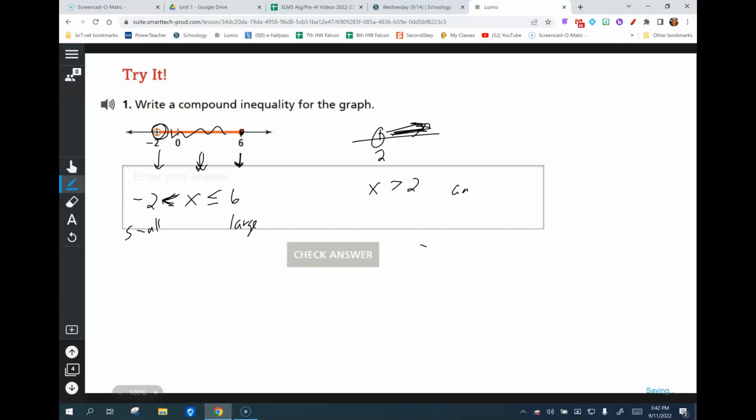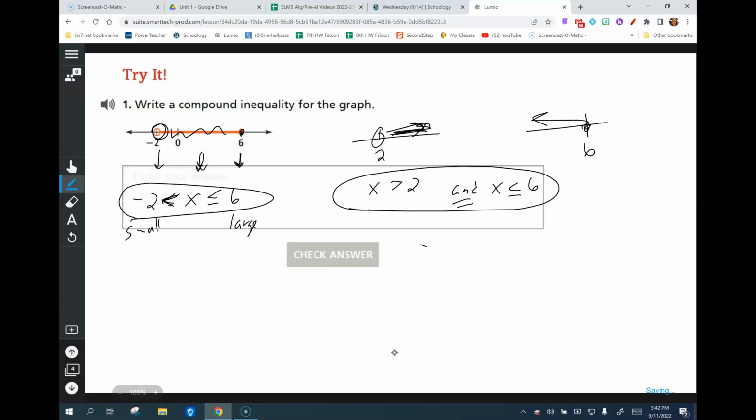But it's also this one, and now it's also 6 going this direction. So it's x is less than or equal to 6. So you can write it like this, or you can write it like this. They are both the answer.